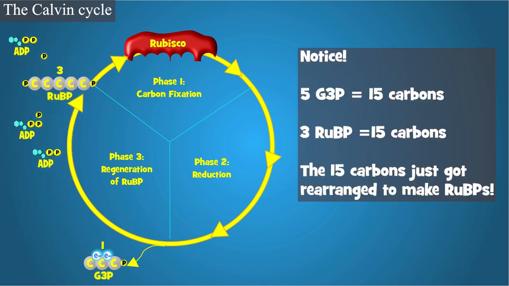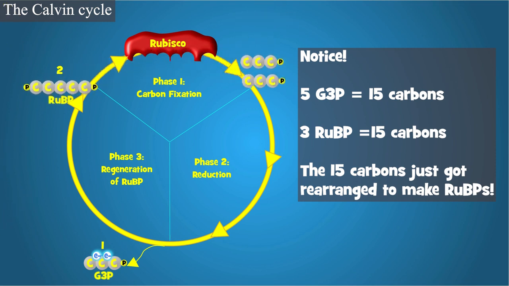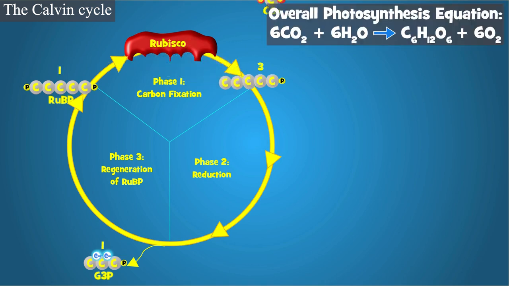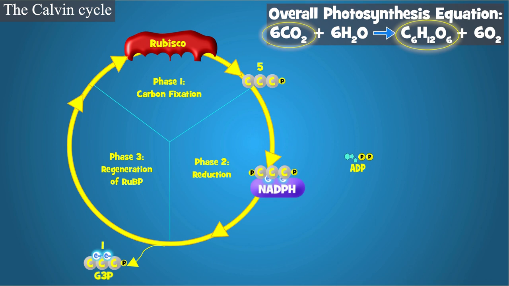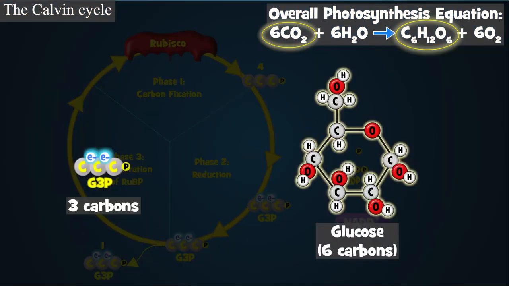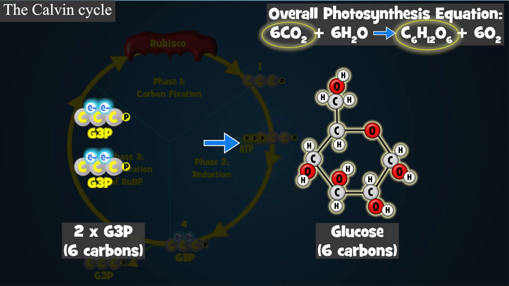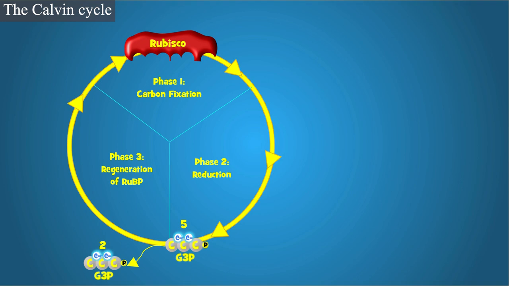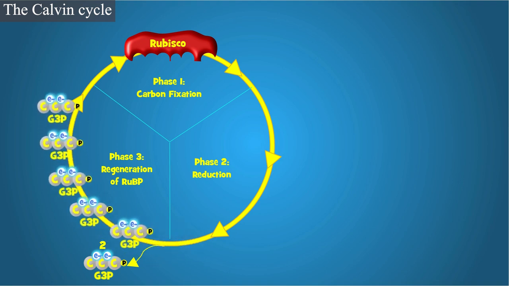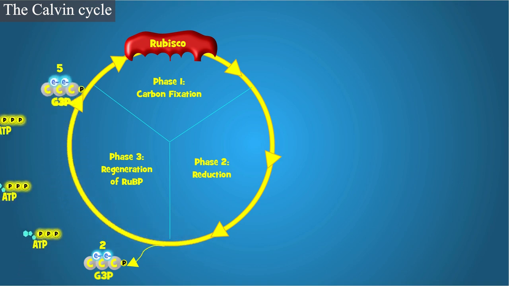Now that we've completed the Calvin cycle for 3 carbon atoms, let's go through the process again so that we can make glucose. Remember, our overall photosynthesis equation has 6 carbon dioxides being used to make 1 glucose molecule with 6 carbons. With this in mind, how many G3Ps are needed to make 1 glucose? If you said 2, you are correct. Now you have seen how the Calvin cycle is used to make glucose and how light-dependent reactions provide the NADPH and ATP that were needed to make the Calvin cycle work.